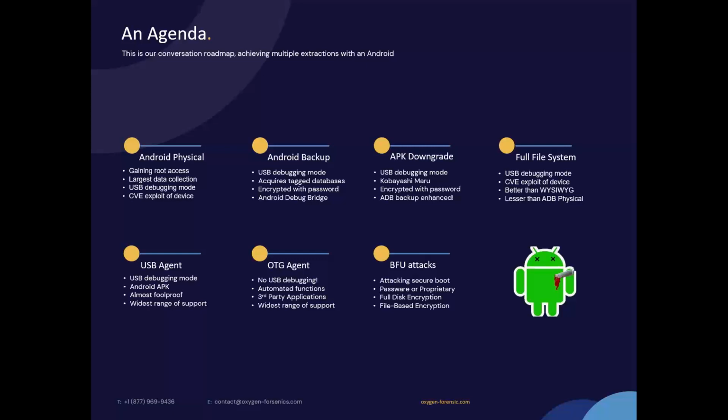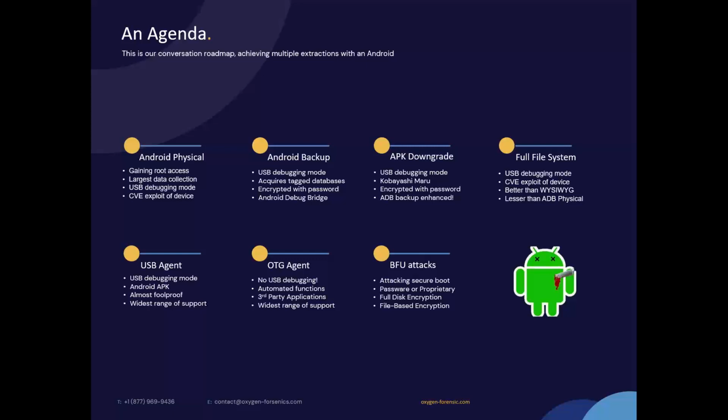So you could almost argue, why would you start with that one? But we're just going to start with a physical and then work our way across the line, doing an Android backup and talking about the pros and cons, or the ups and downs, of an Android backup, and an APK downgrade, downgrading applications on a device to make it give up data that we couldn't really get with just a simple Android backup. We'll move on to a file system and see how that works.